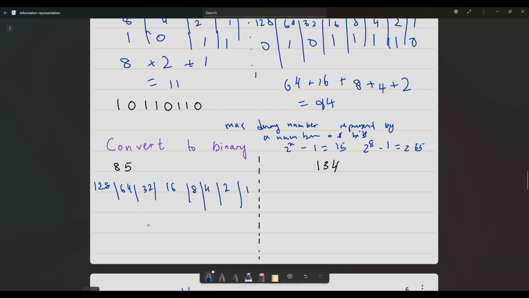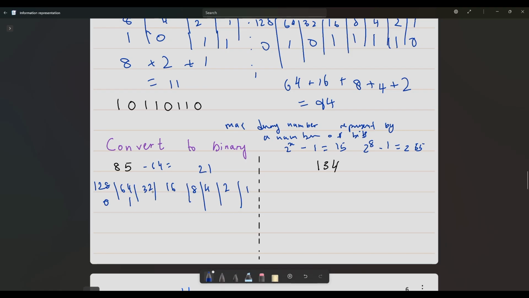Okay, so we start again with the largest place value, 128. We check if 85 is greater than or equal to this. No. So we put a 0. If it is, we put a 1. So 85 minus 64, if you do that, you'll get, sorry, not 19, you'll get 21. Okay, so 21 is the answer.